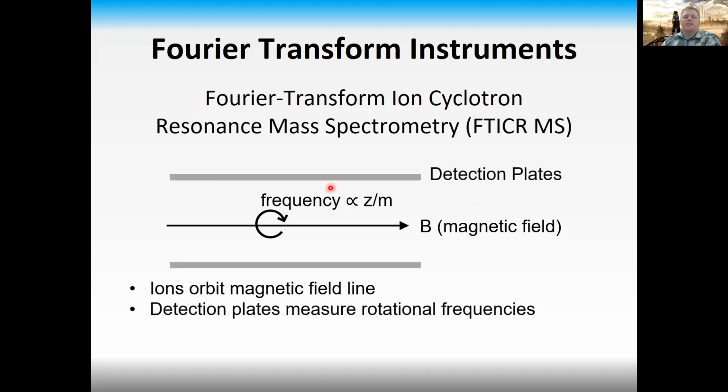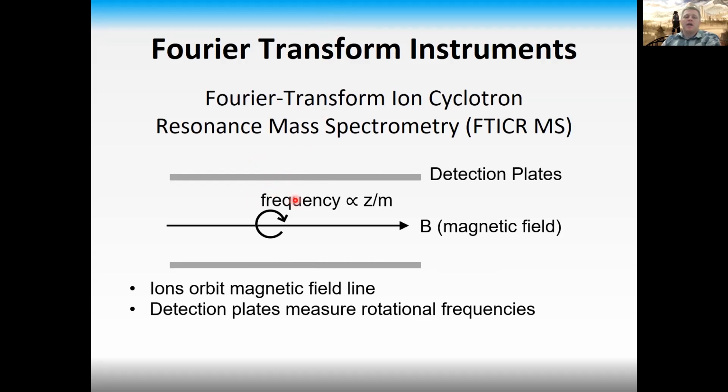And then we have detection plates on top and bottom of where these ions are orbiting. And so as the ions come close to this detection plate, the detection plate can see them. So if it's a positive ion coming towards this detection plate, that'll cause electrons to flow down through a wire into this detection plate. And if it's a negative ion coming through, that'll repel the electrons in this plate, so you get a current going out.